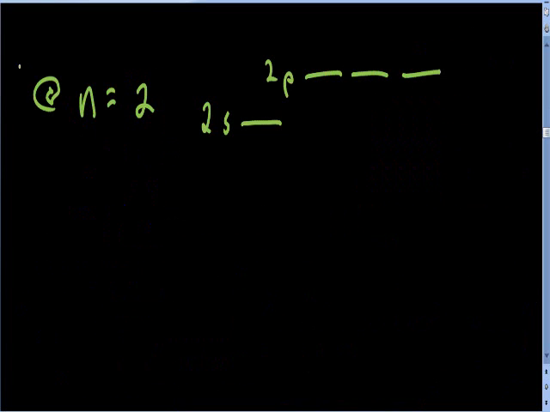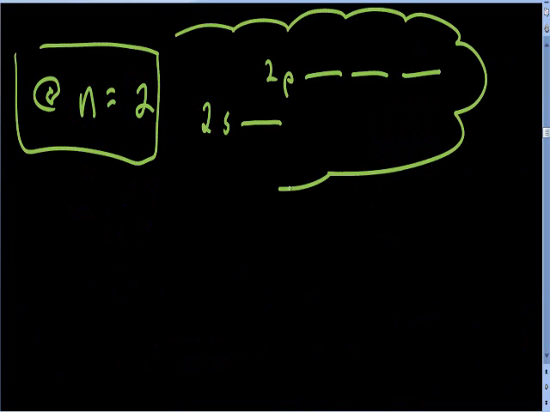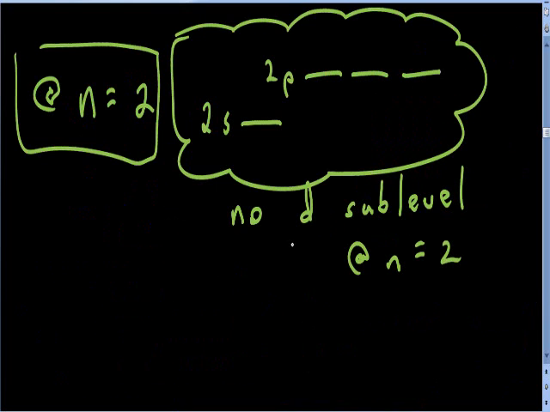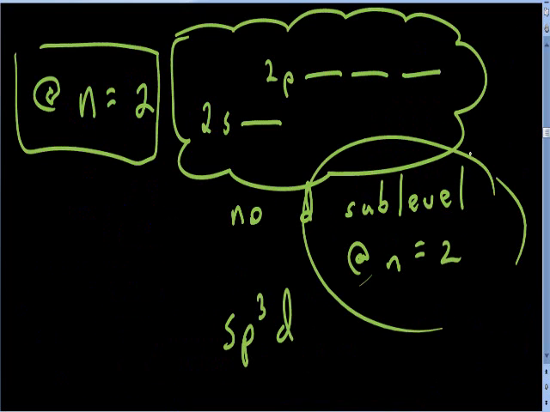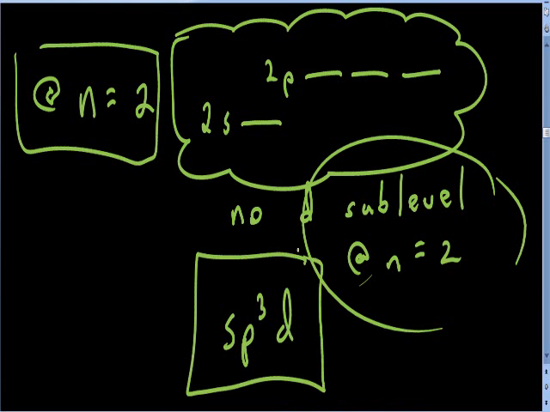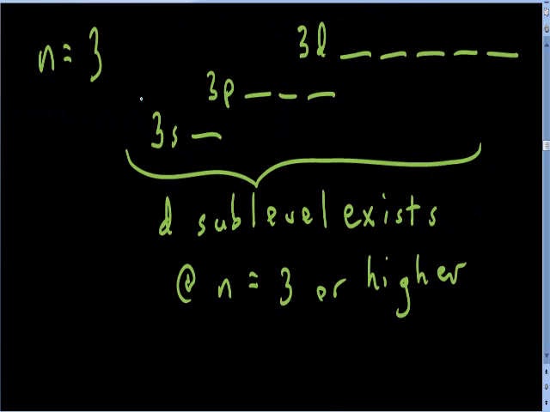The reason for this is if we look at n equals 2 for our energy level, the only sublevels that exist are s and p sublevels. With no d sublevel at n equals 2, it's not possible to bring a d orbital in and blend it with the valence shell electrons, since d orbitals do not exist when the valence shell electrons are at n equals 2. So this sp3d is not possible at energy level 2, only 3 and above.